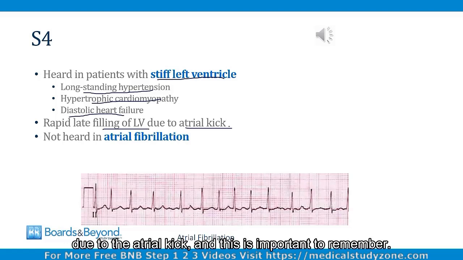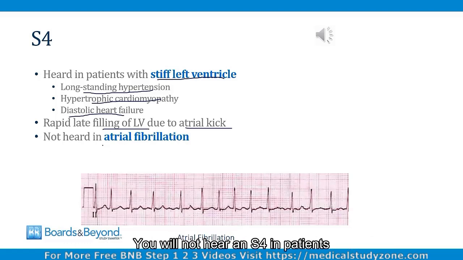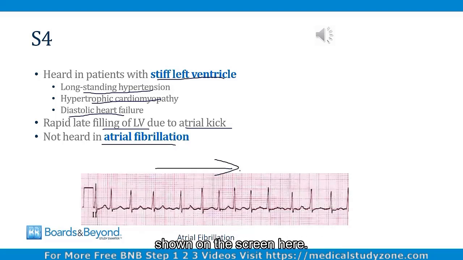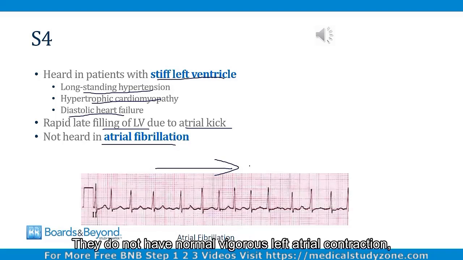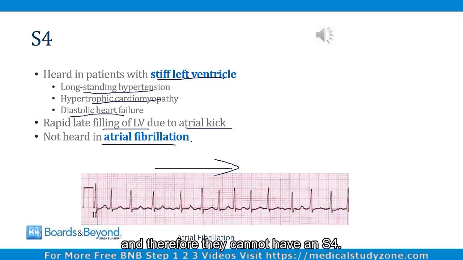And this is important to remember. You will not hear an S4 in patients with atrial fibrillation. This is an example of atrial fibrillation shown on the screen here. These patients lose their atrial kick. They do not have normal, vigorous left atrial contraction, and therefore they cannot have an S4.